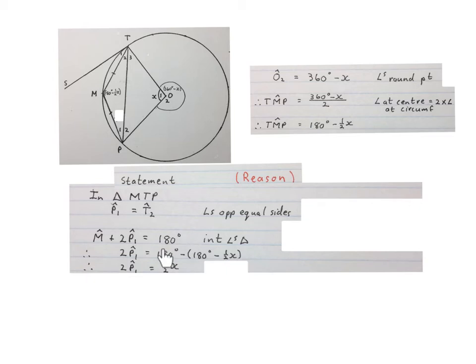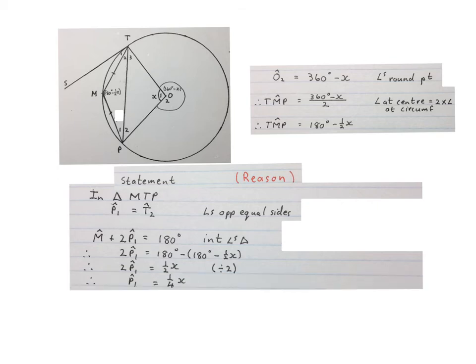If you simplify this, 180 minus 180 is 0. A minus times a minus is a plus. So that gives you 2 angle P1 is a half x. Now we just get rid of this 2 by dividing with 2 on both sides. If you divide a half by 2, you're going to get a quarter. So angle P1 is a quarter x.